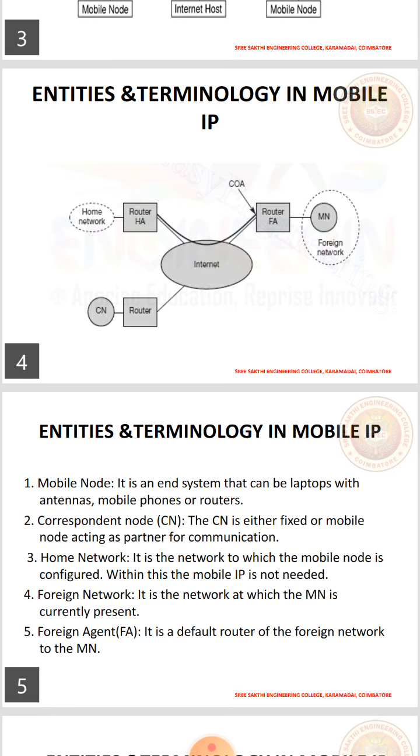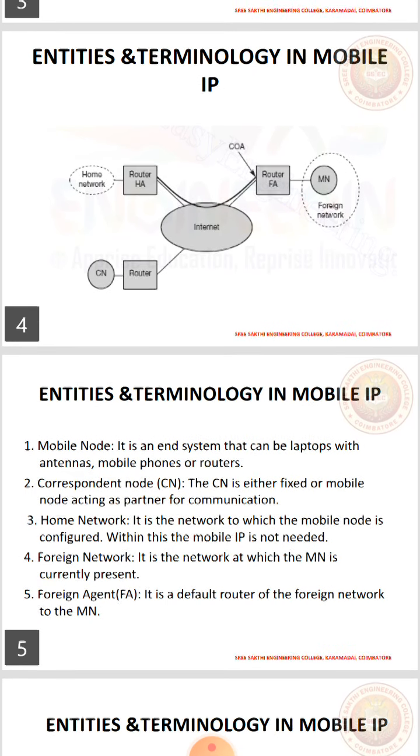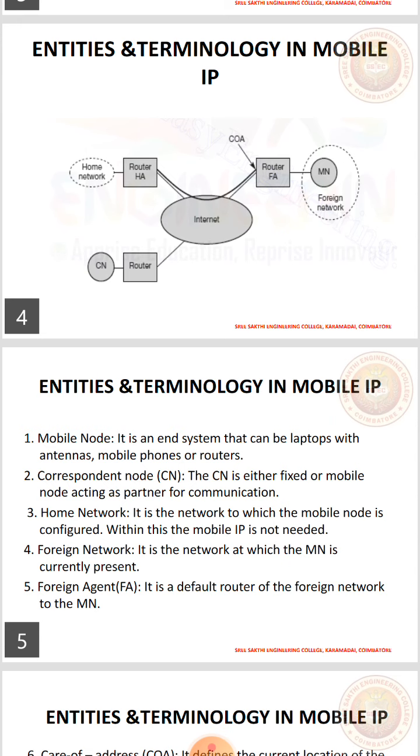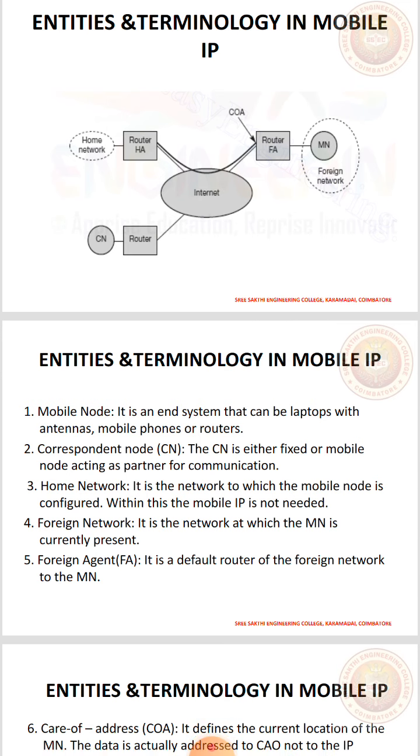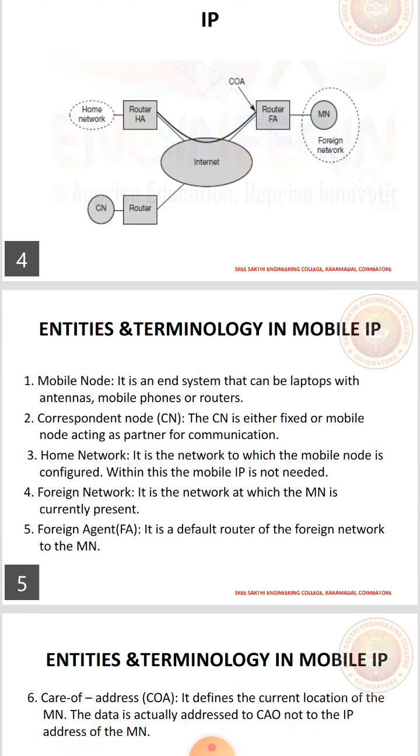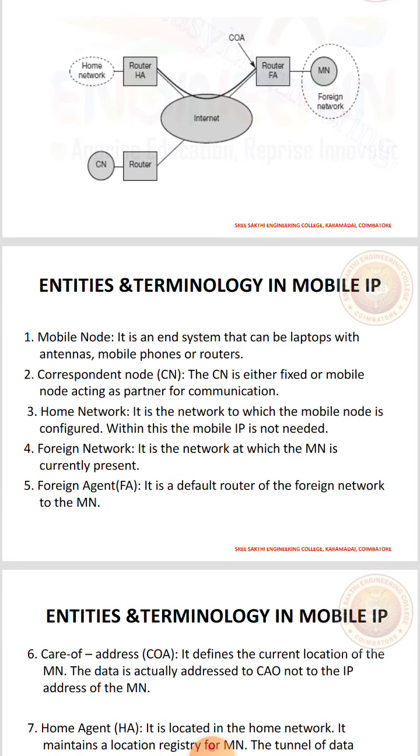First one, mobile node. It is a system that may be an end system, which can be a laptop with antennas, mobile phones or routers. Second one, correspondent node. The correspondent node is either a fixed node or a mobile node acting as a partner for the communication. Third one, home network. It is the network to which the mobile node is configured. Within this, mobile IP is not needed in the home network.